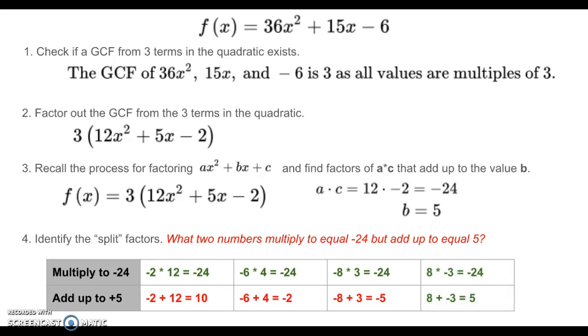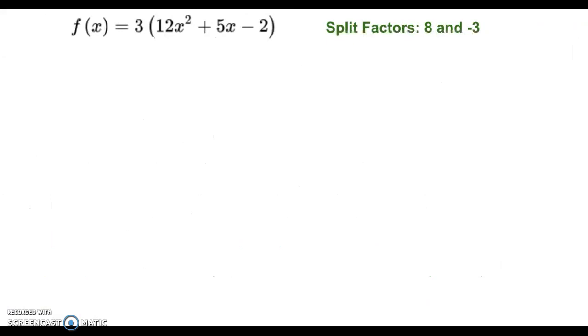Now when you multiply those, you still get negative 24, but adding them together gives us the positive 5 we were looking for. So that tells us we have identified our split factors, our magic factors, the ones we want to work with, as 8 and negative 3. And we're going to use that on the next page. Right up at the top, it reminds us that our split factors are 8 and negative 3.